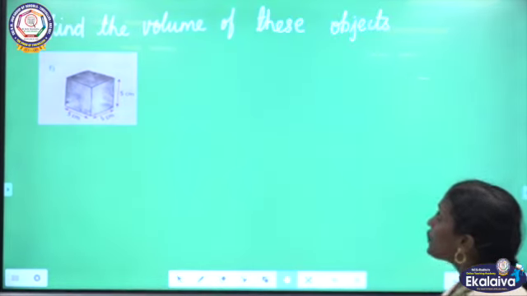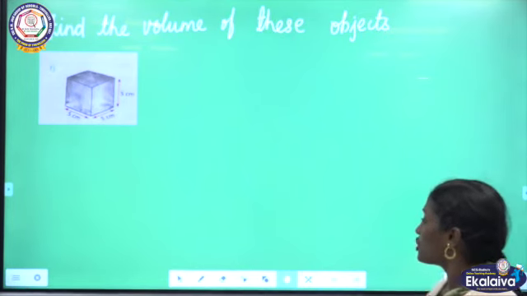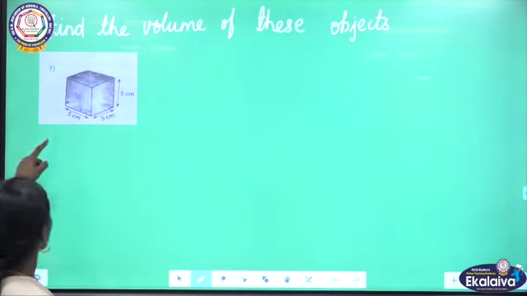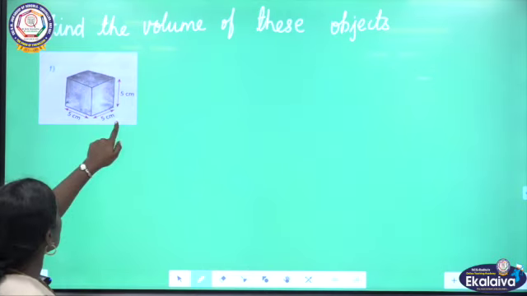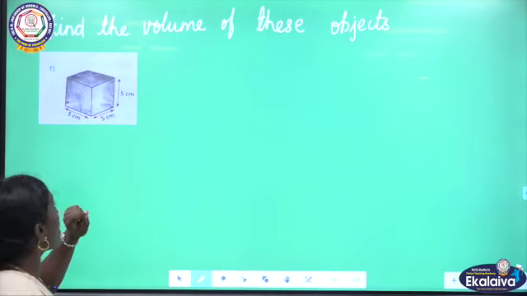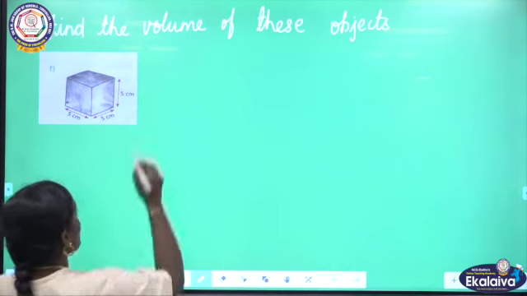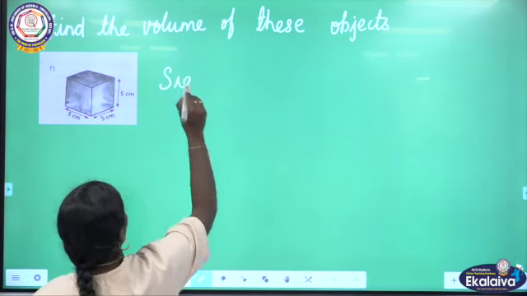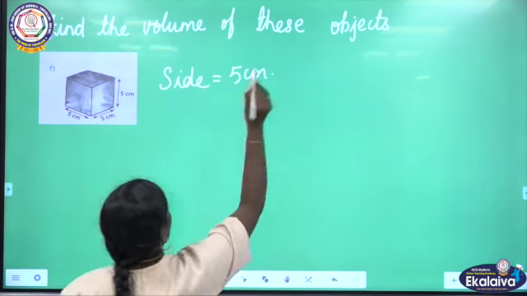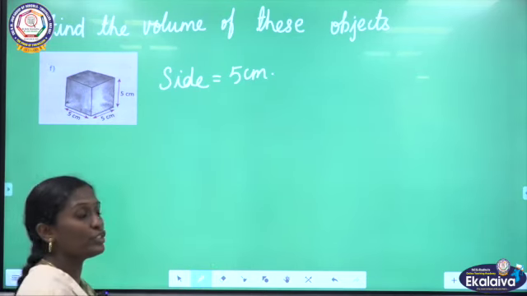Here first one, find the volume of these objects. Here we are going to find the volume of the given object. See the picture. Here 5 centimeter, 5 centimeter, 5 centimeter. All the measurements are equal. So this is a cube. So side is equal to 5 centimeter. Now we are going to find the volume of the cube.